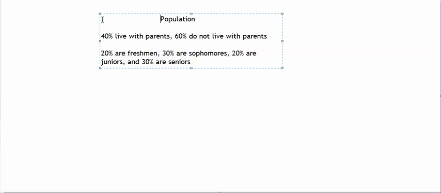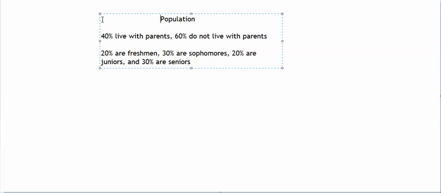A perfectly representative sample would be a sample in which the percentages of people in the sample match the percentages of people in the entire population. In order for my sample to be perfectly representative, I would need to have a sample in which 40% of the students live with their parents and 60% of the students do not live with their parents. I would also need to have a sample in which 20% of the students are freshmen, 30% of the students are sophomores, 20% of the students are juniors, and 30% of the students are seniors.